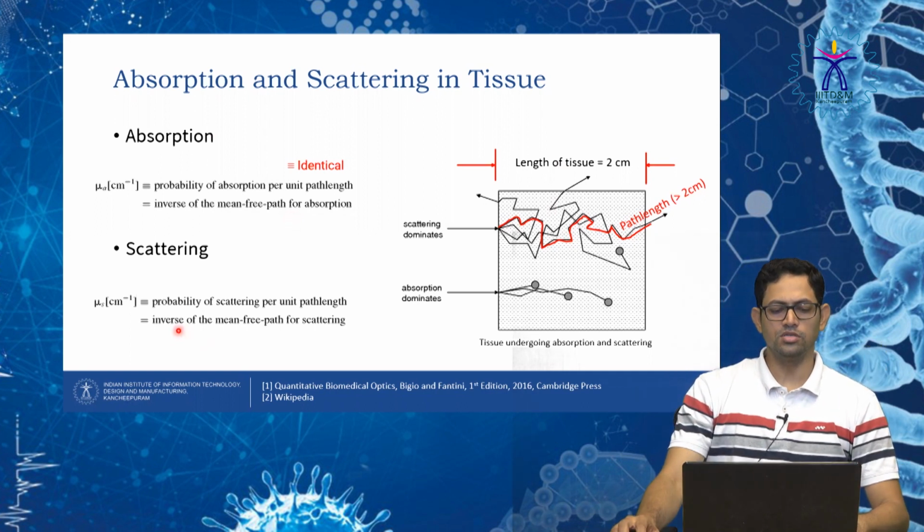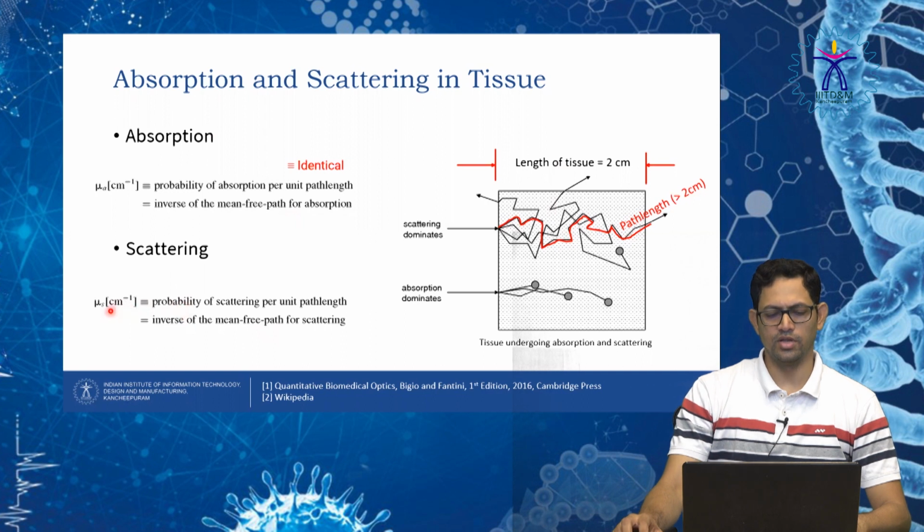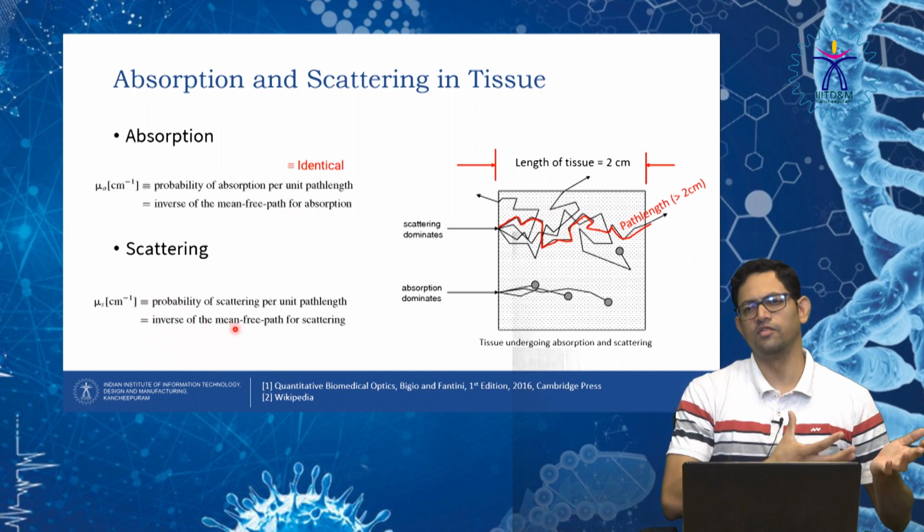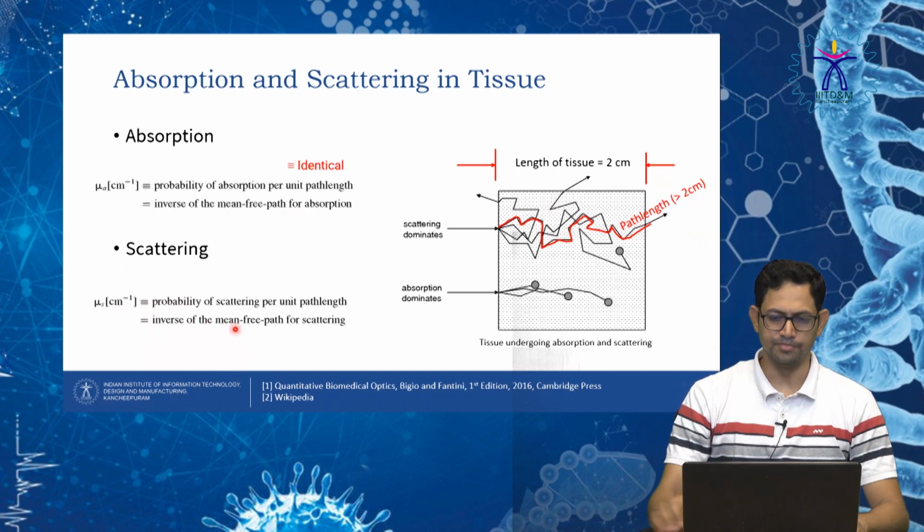Similar to this we can also define the scattering coefficient, that is the probability of scattering per unit path length, which is identical to this, and it is going to be exactly equal to the inverse of the mean free path for scattering. This is what we have already defined in the last slide.